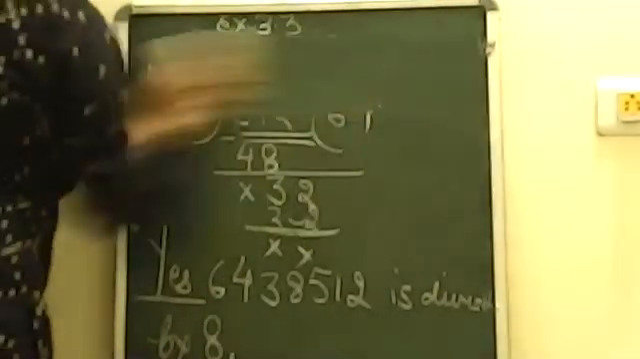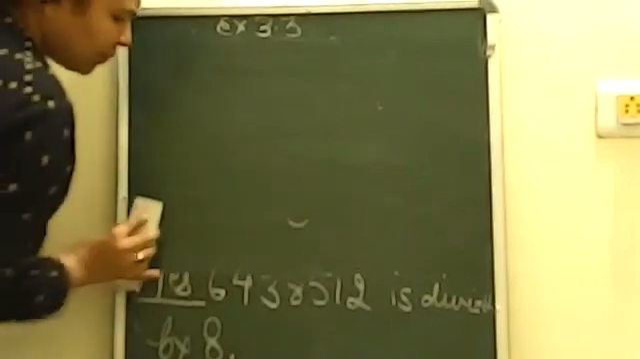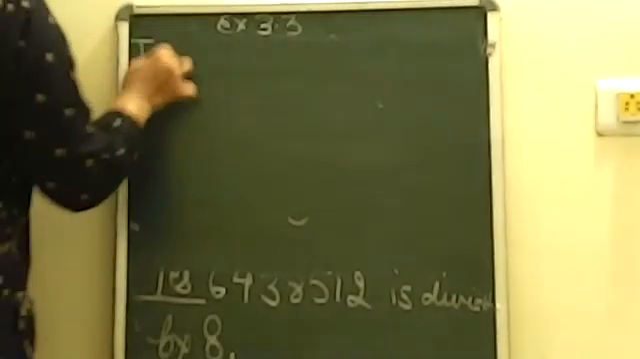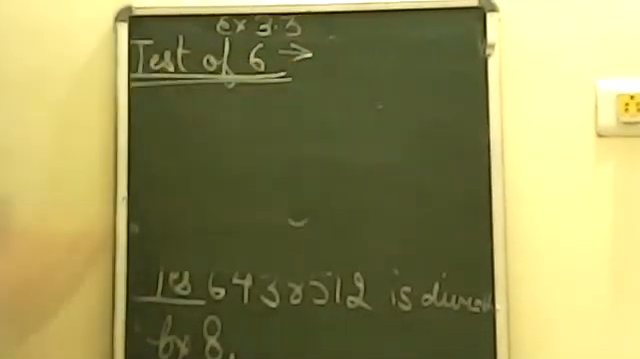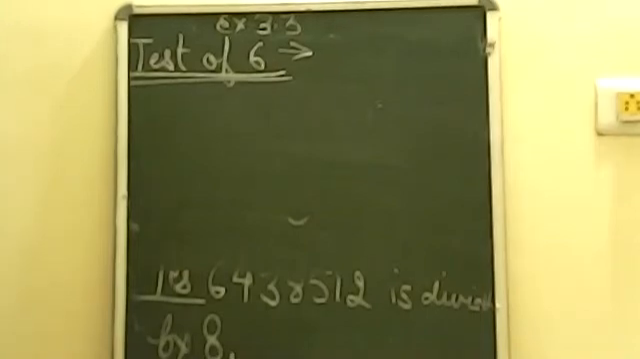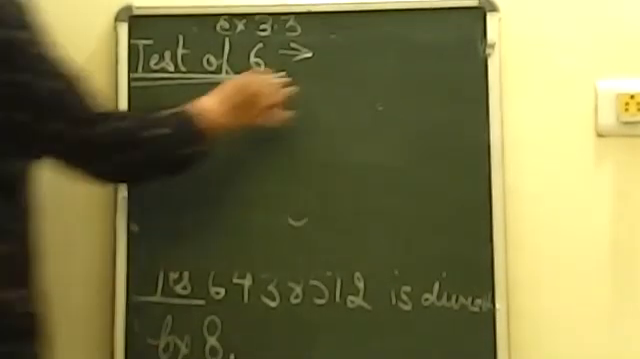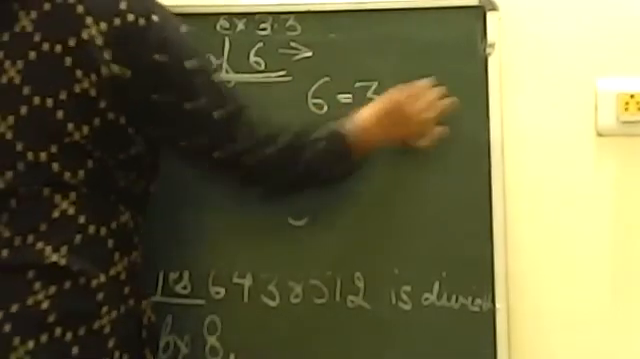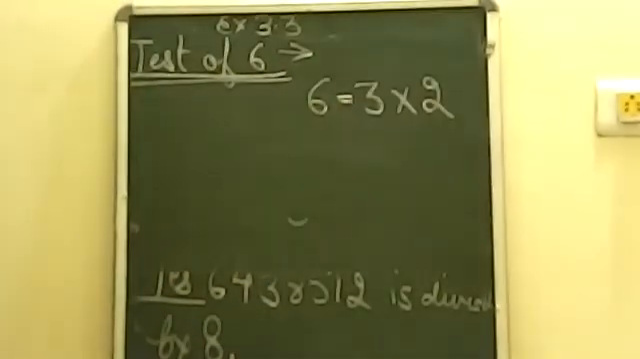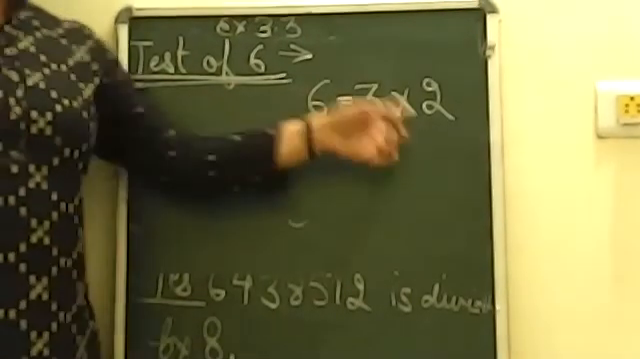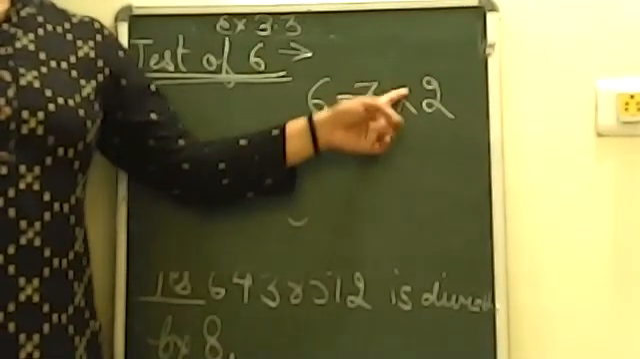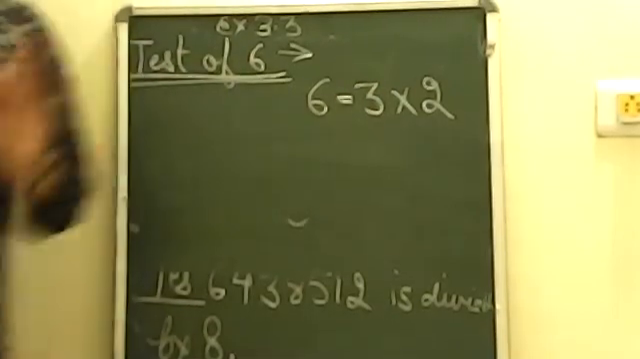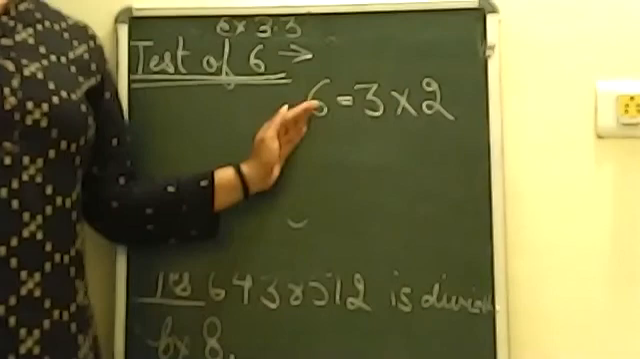Now we are doing the divisibility test of 6. Now always remember beta, the test of 6 is very simple. ठीक है, because 6 is equal to 3 into 2. And remember, if any number is written in this form, where both the numbers are co-prime, ठीक है, 3 एक अलग नंबर है, 2 एक अलग नंबर है, दोनों एक दूसरे के टेबल में नहीं आते. So 6 is equal to 3 into 2.